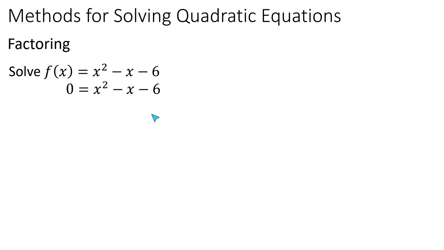Now for factoring, f of x is equal to x squared minus x minus 6. Again, factoring, in my opinion, is great because it's a little bit quicker. But the problem with factoring is that it doesn't work for everything. So what I tell my students is give yourself a minute. If you can't factor it, move on to a different method.